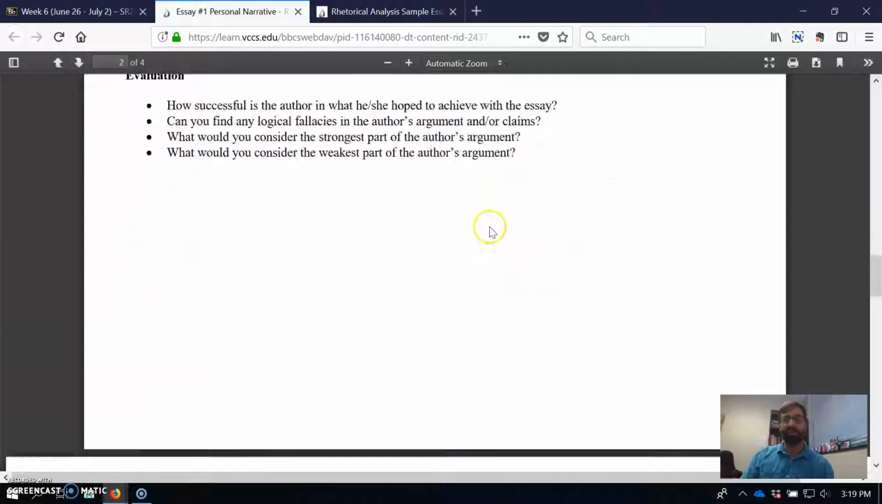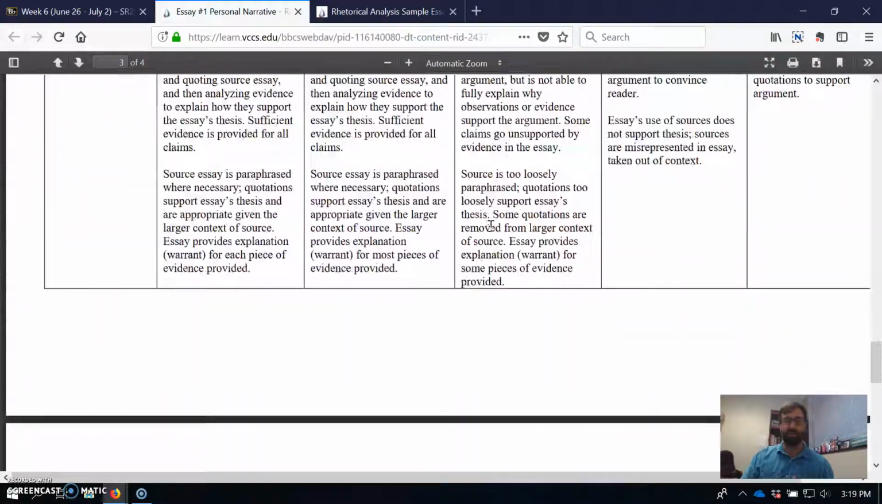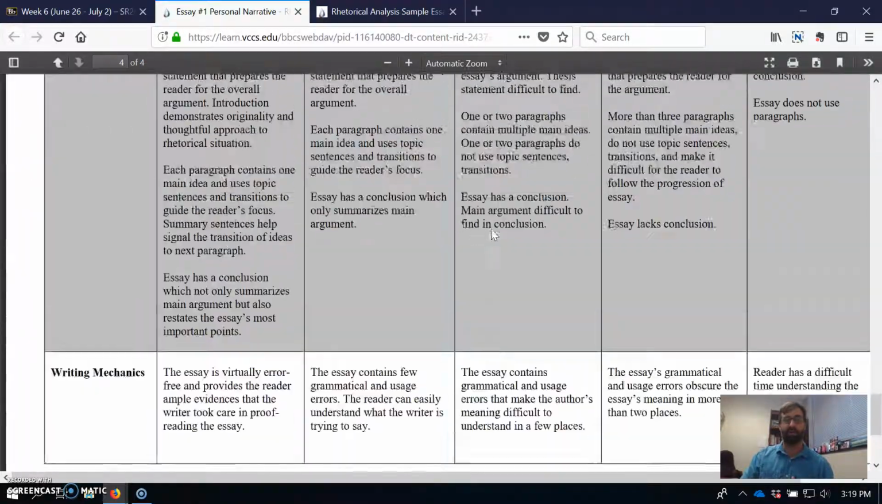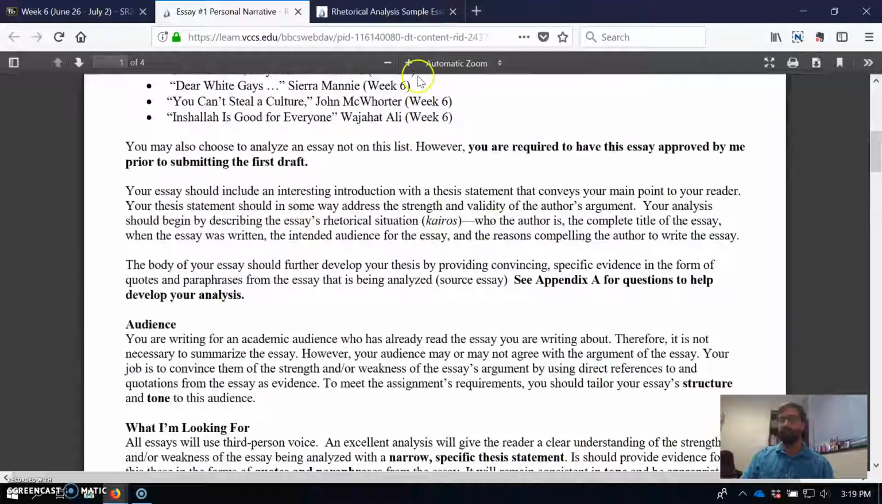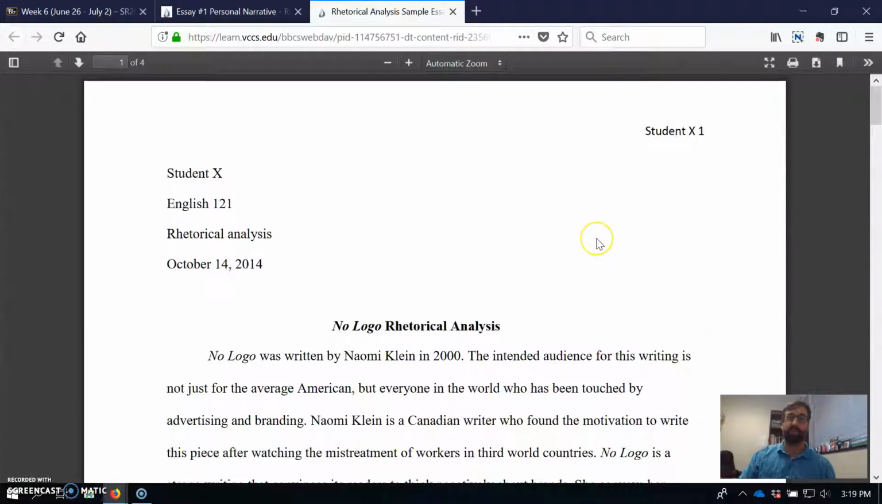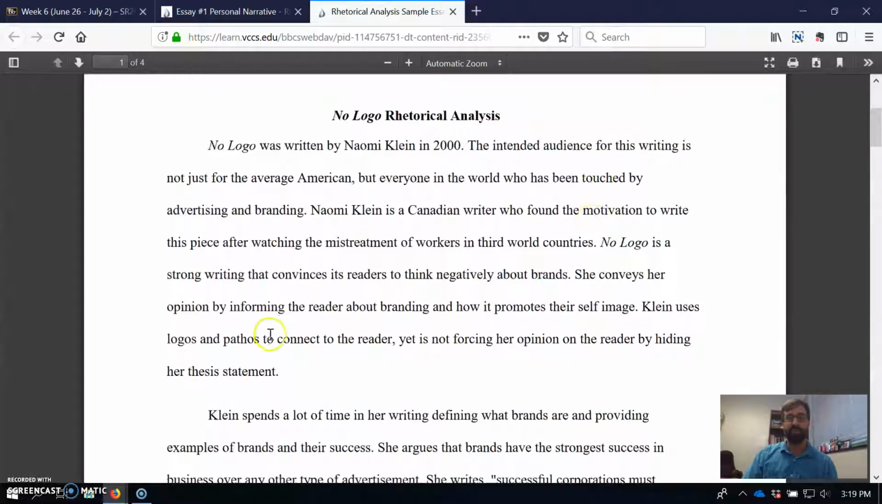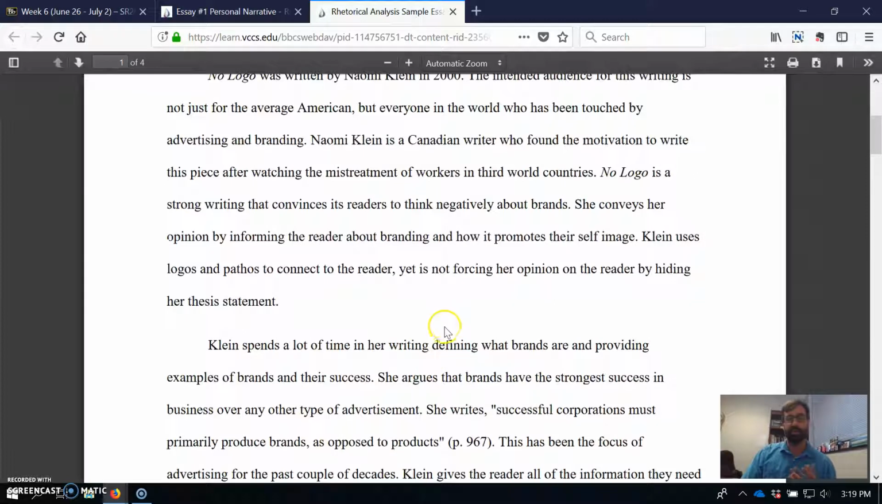So that's the assignment here. You can see again a very similar grading rubric, but I want to jump over to the rhetorical analysis sample essay, and so this is an essay that actually covers an essay not on our list or for the assignment, but I want you to take a look really quickly at the thesis.